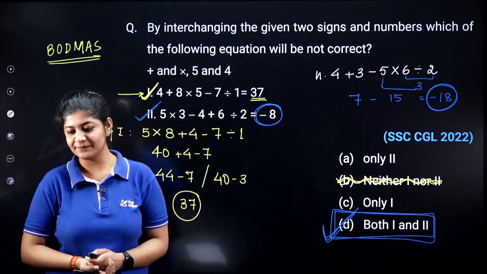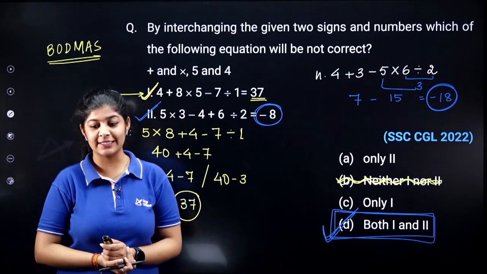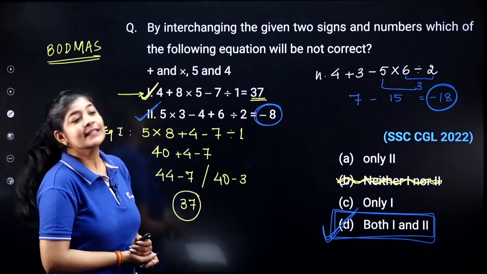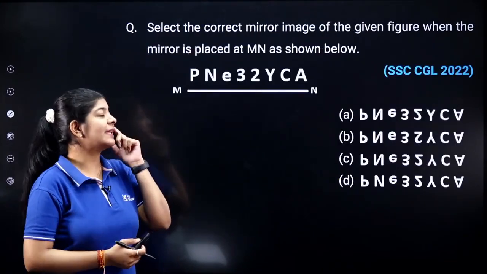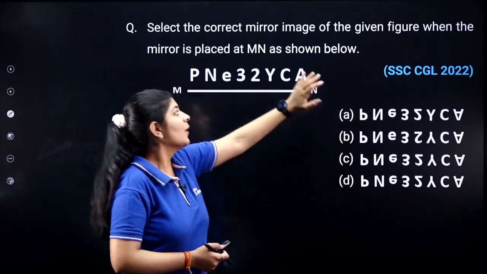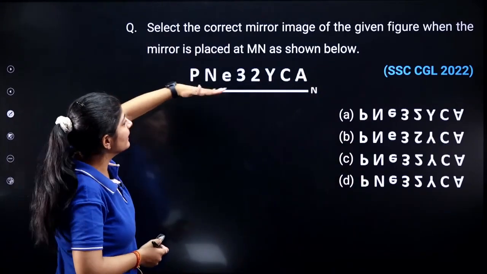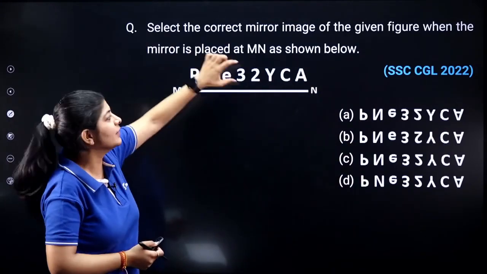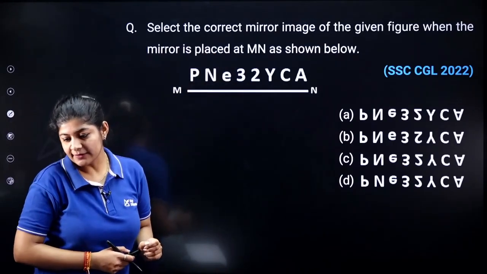Is it clear? Okay. Now let's move towards the next question and let's see whether we are getting it correct or not. This is a very easy question. You can easily observe this question and answer out of these options. What we have to do is determine the mirror image, and the mirror is placed horizontal to this given word. What is the correct answer?